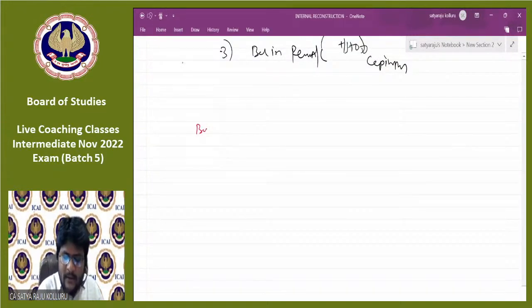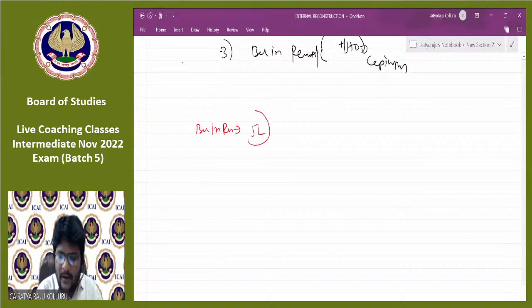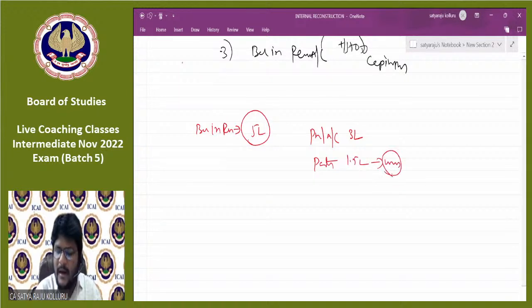Sir, initially, before knocking off, the balance in reconstruction is 5 lakhs. The P&L account debit balance was 3 lakhs. And one intangible asset called patents is there, for 1.5 lakh, which is completely unrepresented and clearly mentioned in the problem that you need to knock off with the reconstruction. Then what is the entry? Reconstruction account debit 5 lakhs.